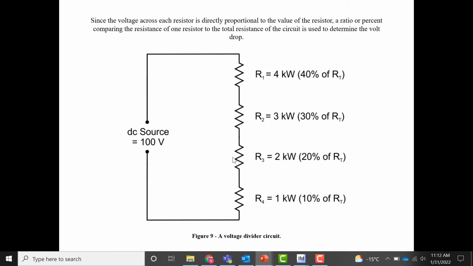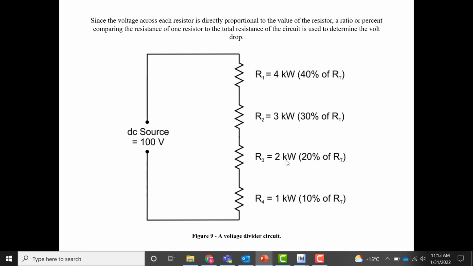If they're in series, we can basically use a voltage divider rule, knowing Kirchhoff's law, that we're going to have the total amount of source voltage dropped across these four resistors. But if we can find the ratio between the resistance and the total resistance, we can apply that percentage to the voltage as well, because they're directly related. Again, same current going through all these.